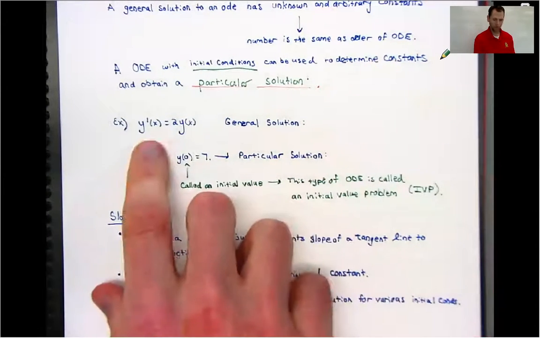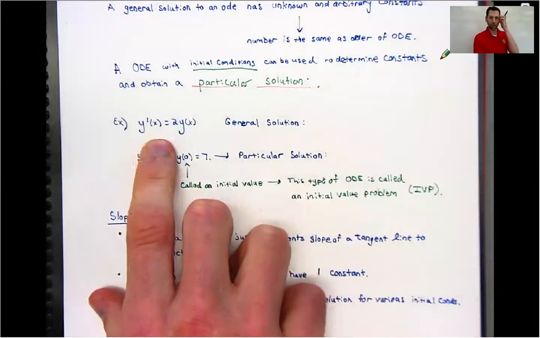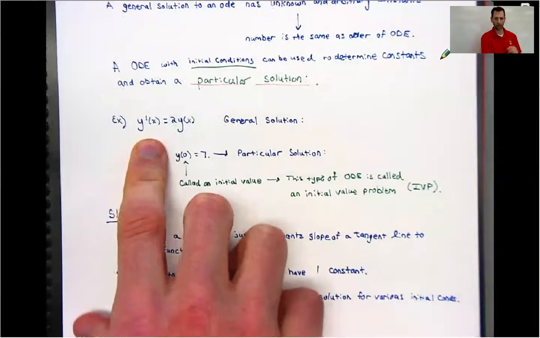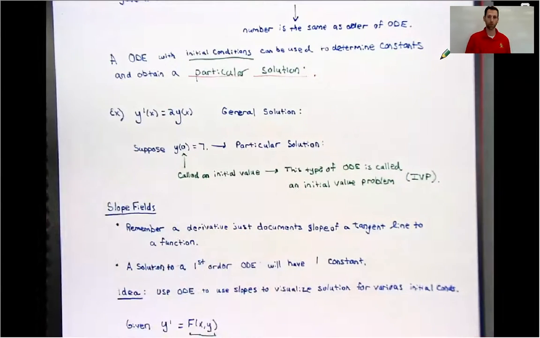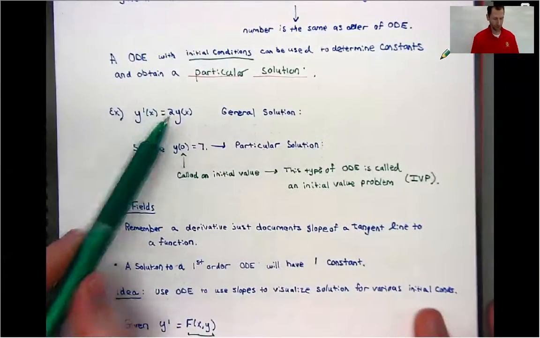So here's an example. Suppose I have y prime is equal to 2yx. We're going to learn in another video that this is an example of an exponential growth model with a growth factor of 2.